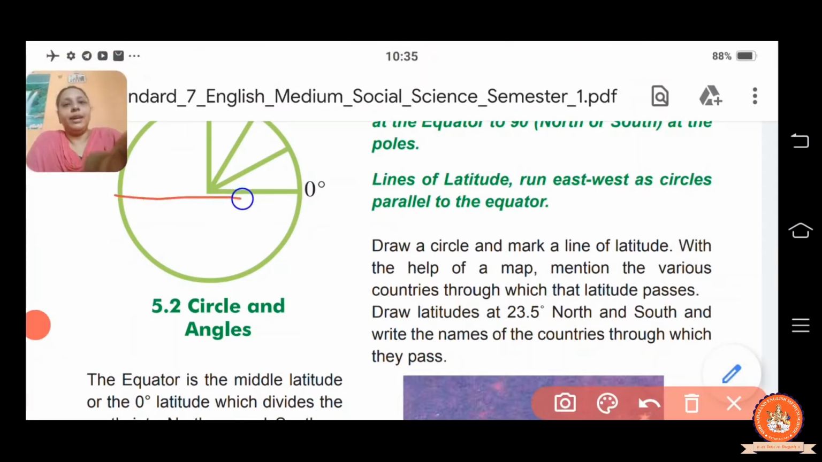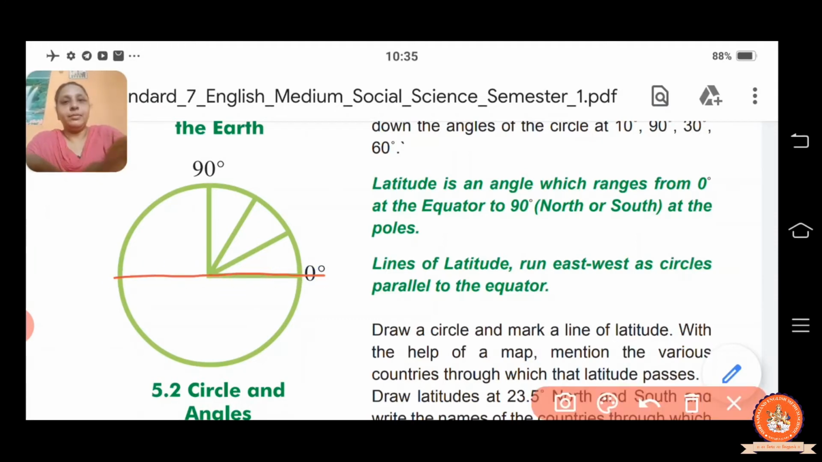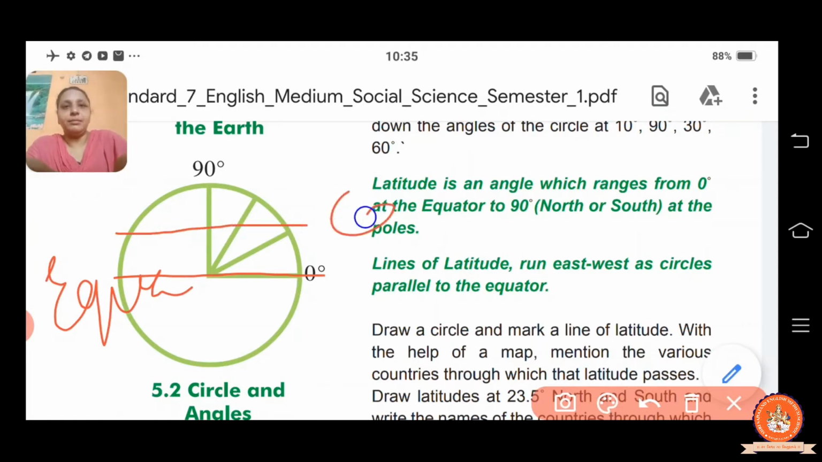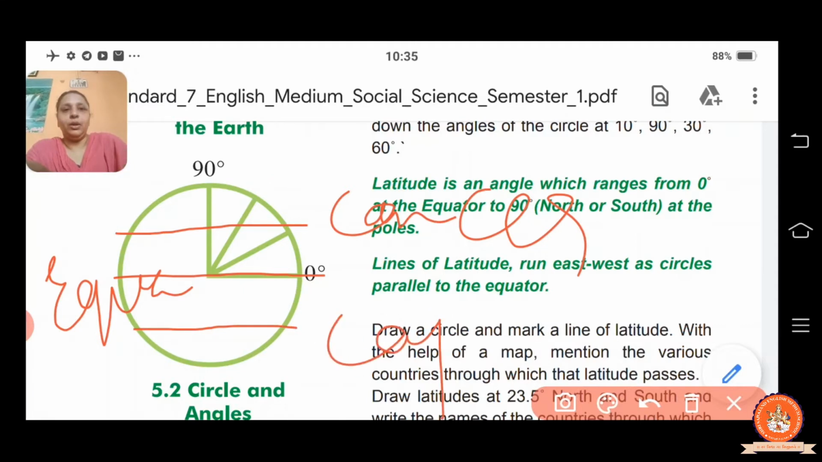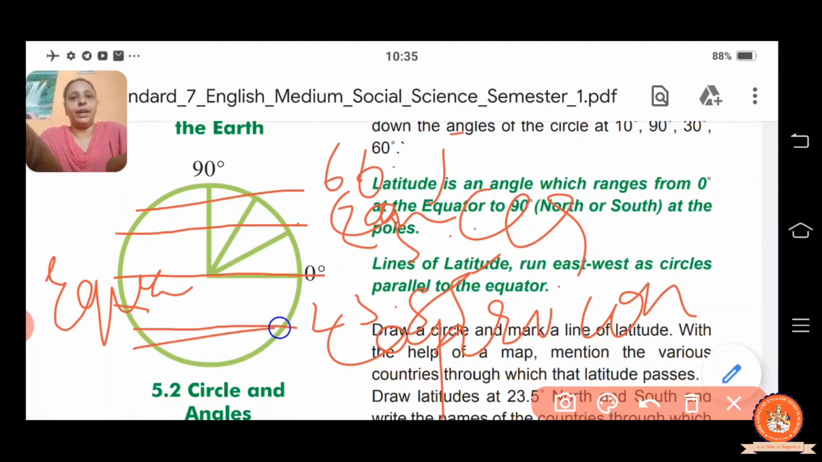This is the equator. This is the Tropic of Cancer. This line is the Tropic of Capricorn. This is about 23.5. This is 66.5.